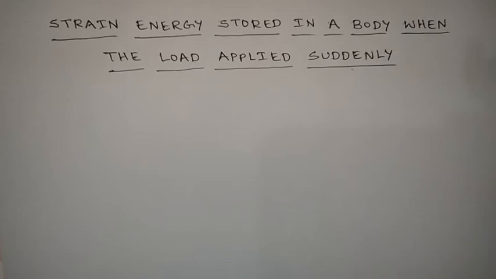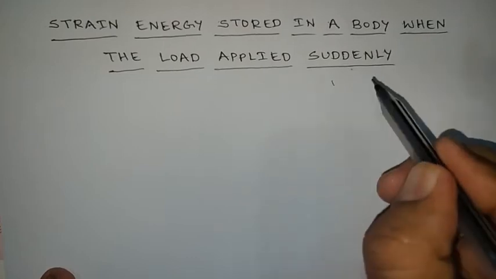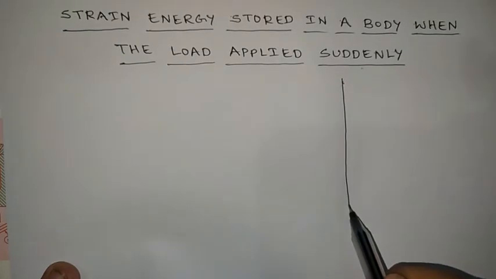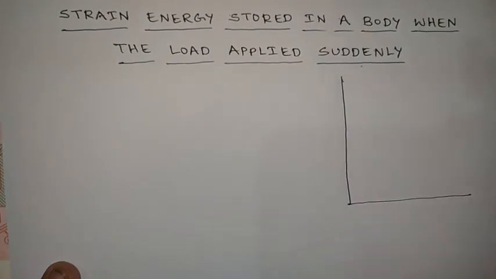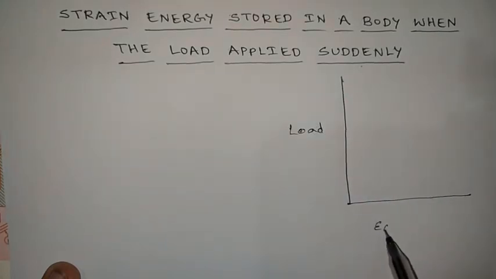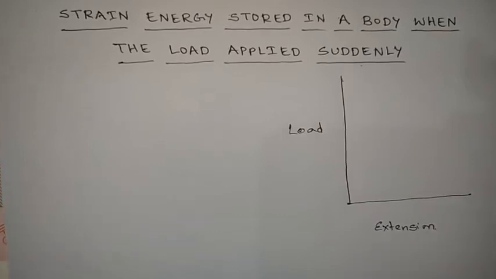Hi everyone. In this video, I am going to derive the expression for the strain energy stored in a body when the load is applied suddenly. So now see the graph of how the load is applied suddenly. Here I am taking a graph, with the load value on the y-axis and the extension on the x-axis. Here we are applying the load all of a sudden.